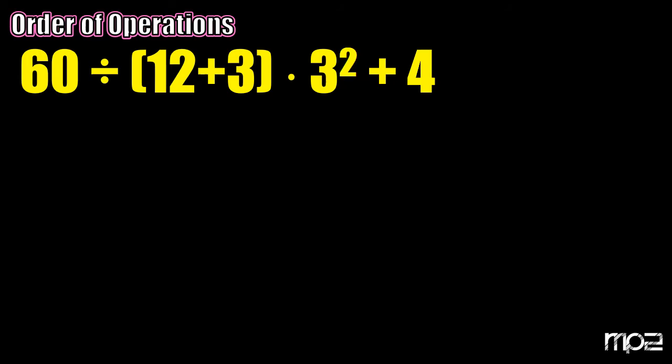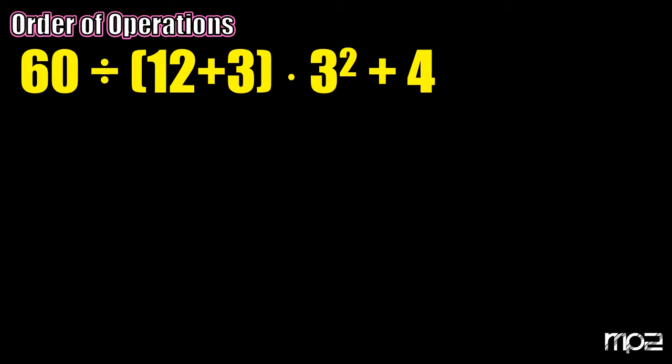So let's go ahead and try this problem together. Remember, you might see this and go, I just see a bunch of numbers, so I give up. But guess what? You just have to do this one step at a time. And so we're given this problem. We have 60 divided by, and then in parentheses, we have 12 plus 3. And then we also have times 3 to the power of 2, or 3 squared, plus 4.